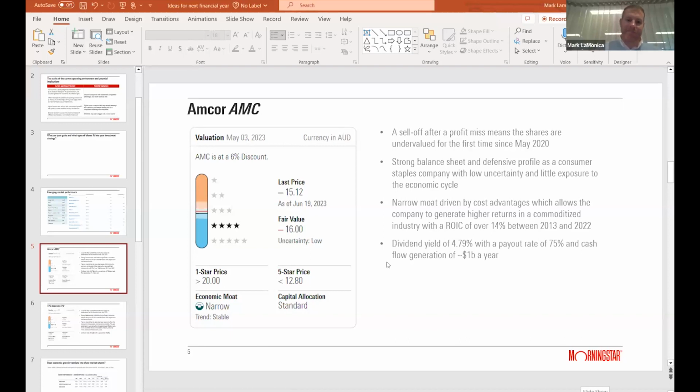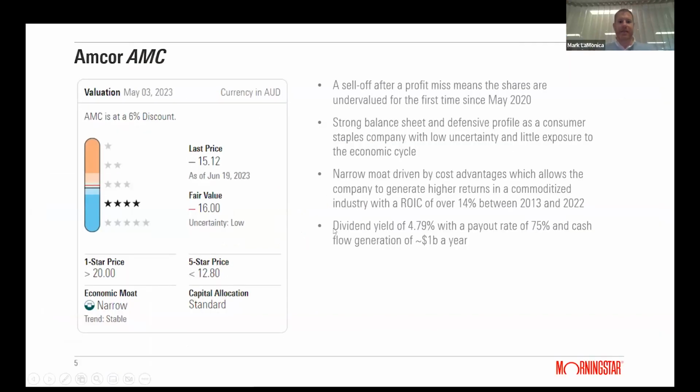So we're going to look at AMC, ticker symbol AMC. And we recently highlighted this as an opportunity that finally, as you can see from this first line up here, we'll go through some of the specifics first, finally was undervalued for the first time since May of 2020. Certainly a company that we see as a blue chip in the local Australian market.